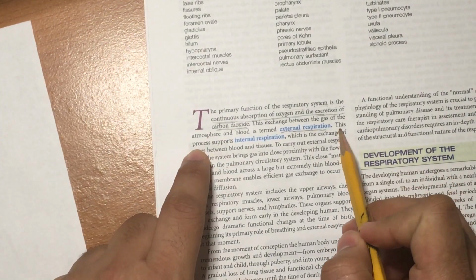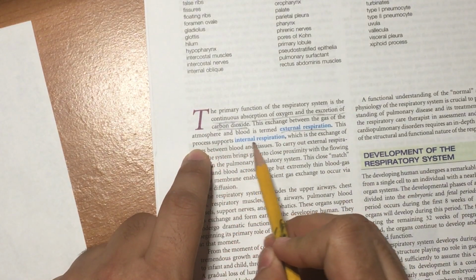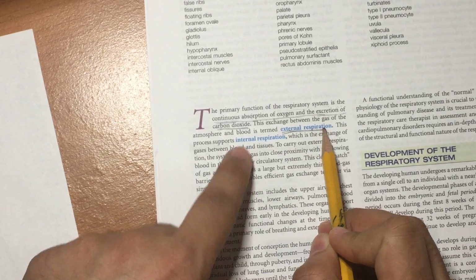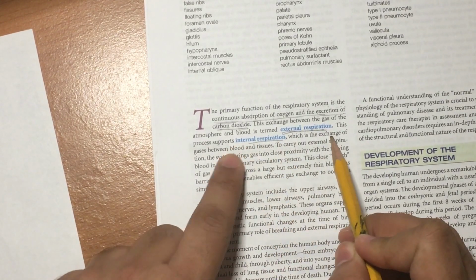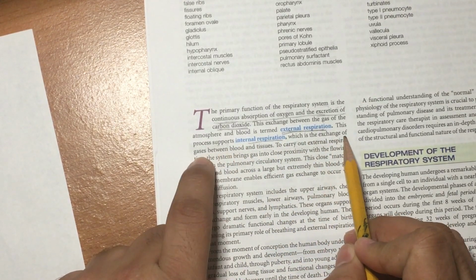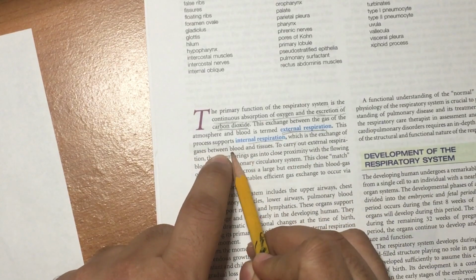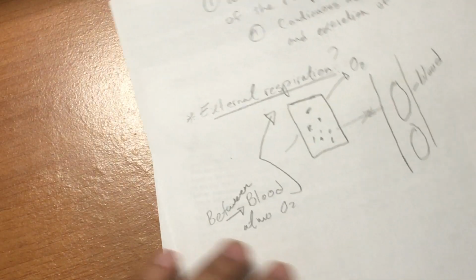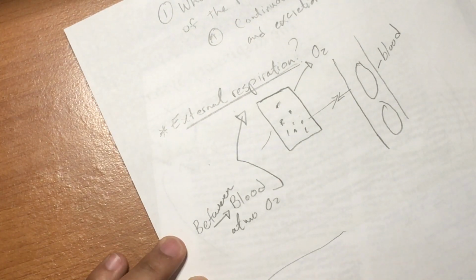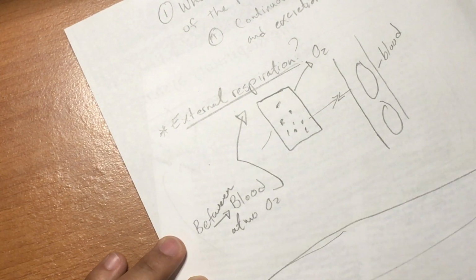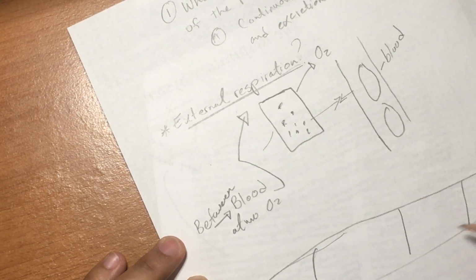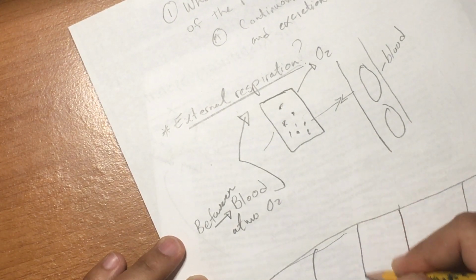Now let's move on to the second one. This process supports internal respiration. Now they give you a second one. They gave you external respiration and internal respiration, which is the exchange of gas between blood and tissue. This is the key thing. Now you have your tissue, which is the cells. So a cell makes a tissue. You learned this in anatomy and physiology.